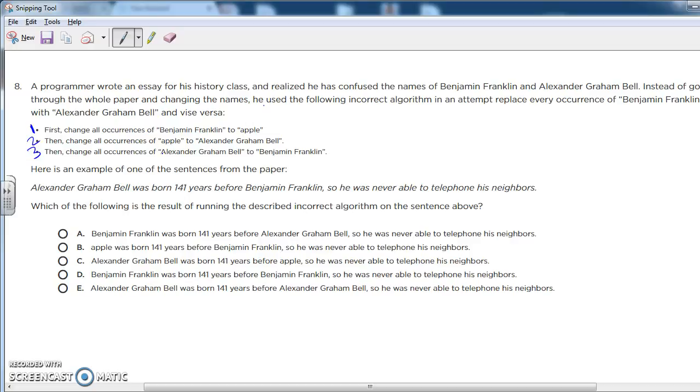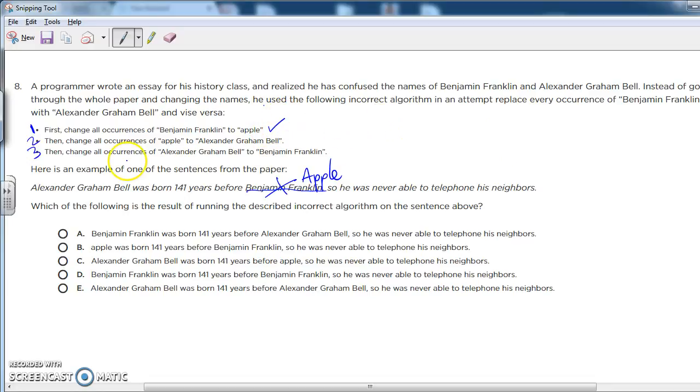Well, if we follow the 3 lines of code and actually change the sentence, then it should be fairly easy to see what the actual response should be. So if we go to the first one, it says, first change all occurrences of Benjamin Franklin to Apple. So in the sentence we have Alexander Graham Bell was born 141 years before Benjamin Franklin. This is now going to change, and the new sentence is going to have Apple there. So it says Alexander Graham Bell was born 141 years before Apple, so he was never able to telephone his neighbors. Okay, we have done everything that the first line of code tells us to do.